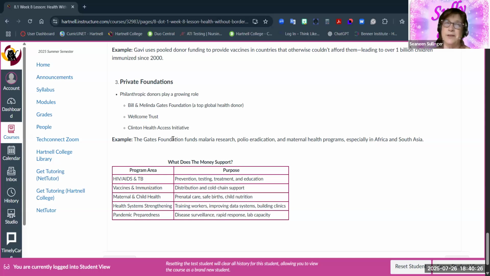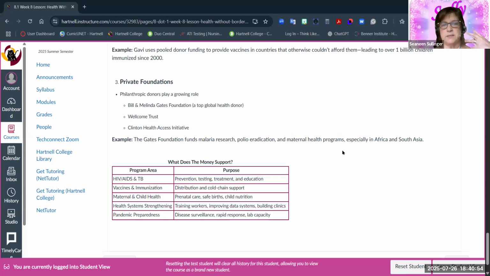Polio eradication. We don't really have polio in the United States, but in other countries we do. I think maternal health programs really need help, especially, as they mention here, in Africa and South Asia, but in the United States we do too. We have terrible maternal mortality, meaning moms die, and infant mortality rates in the United States. These are different program areas and reasons why the funding is important for those.